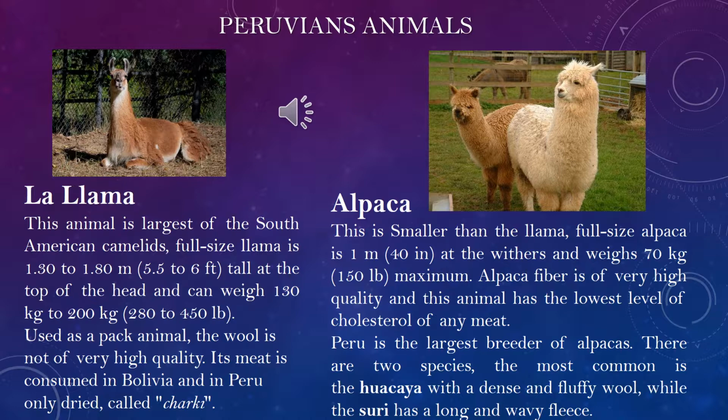Peru is the largest breeder of alpacas. There are 2 species. The most common is the huacaya, with a dense and fluffy wool, while the suri has a long and wavy fleece.